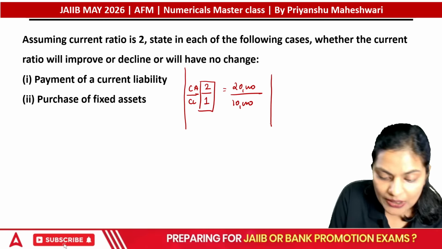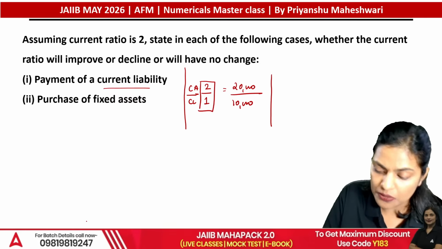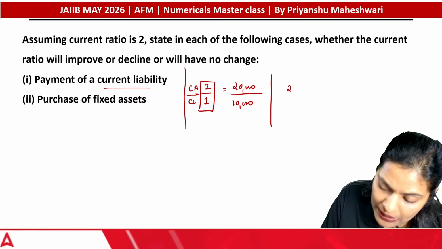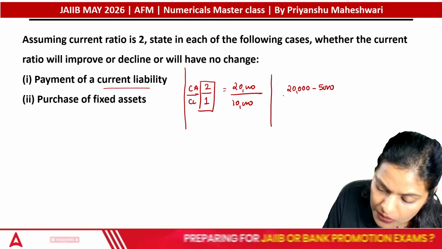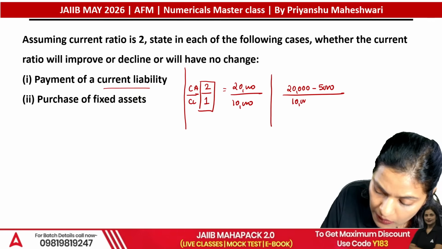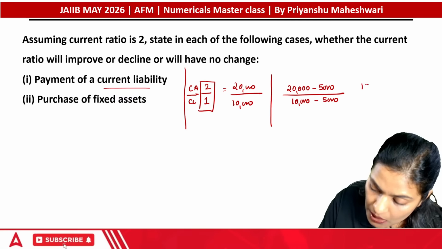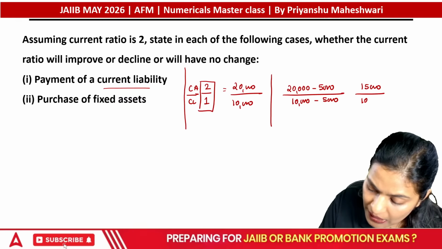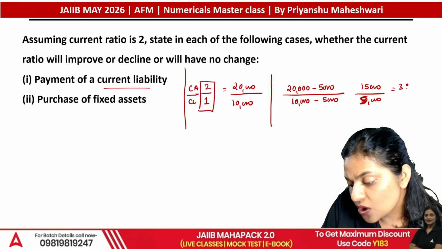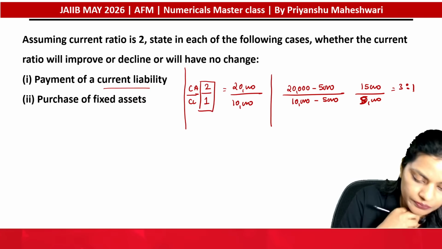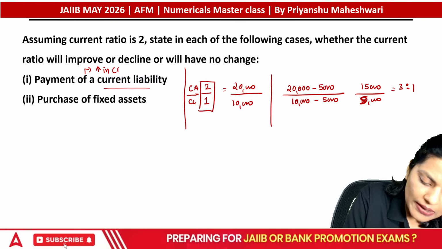So, we have done a payment of a current liability. How much? Assuming 5,000. What will happen? If I am paying my current liability, my cash will reduce by 5,000. Similarly, my current liability will also reduce. So, 15,000 upon 5,000. That means the ratio will be 3:1. So, payment of current liabilities would increase my current ratio.